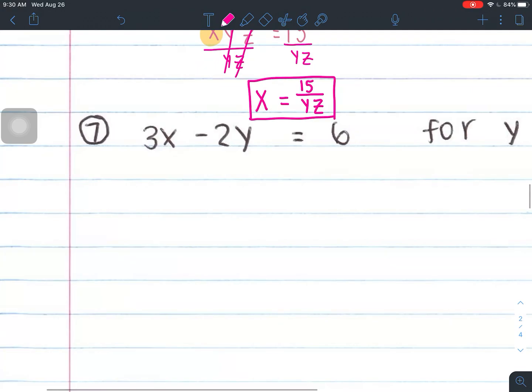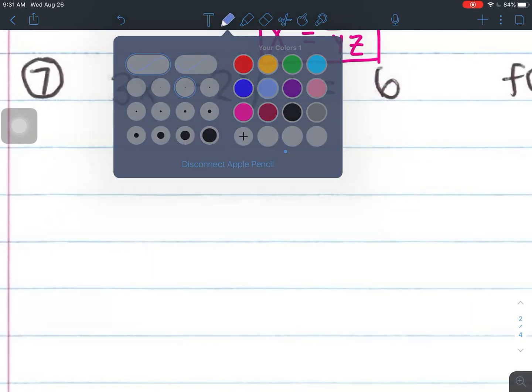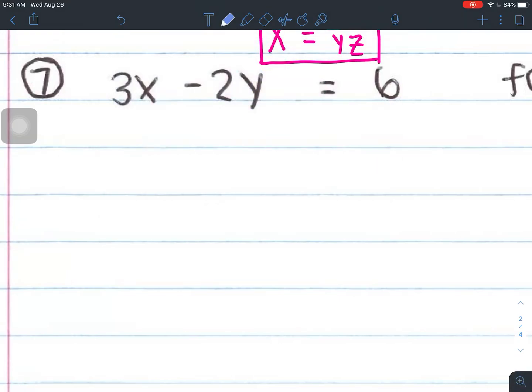So, all right, we have 3x minus 2y equals 6. We want to solve for y. Okay, now when we're solving for y, we want to get y by itself. So let's look at what we have here. Well, in order to get y by itself, I need to get rid of the 3x, and I need to get rid of the negative 2.